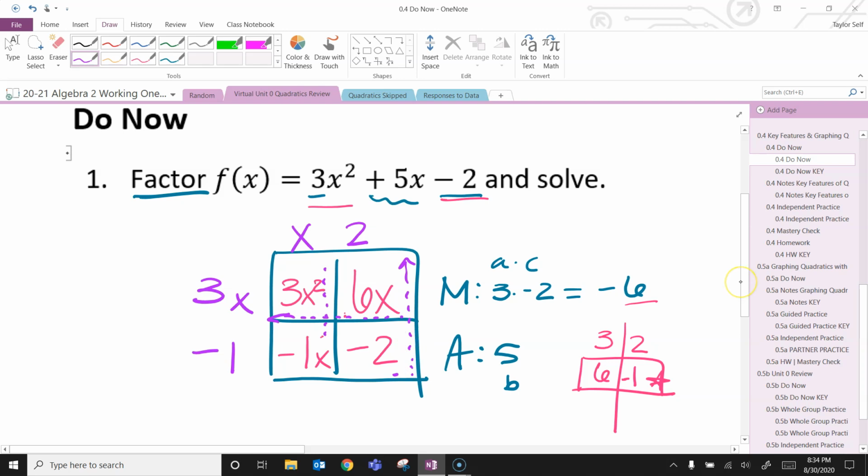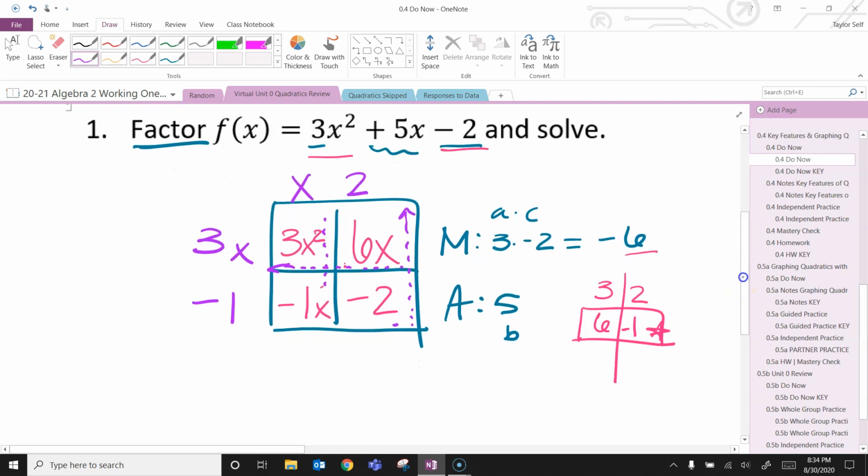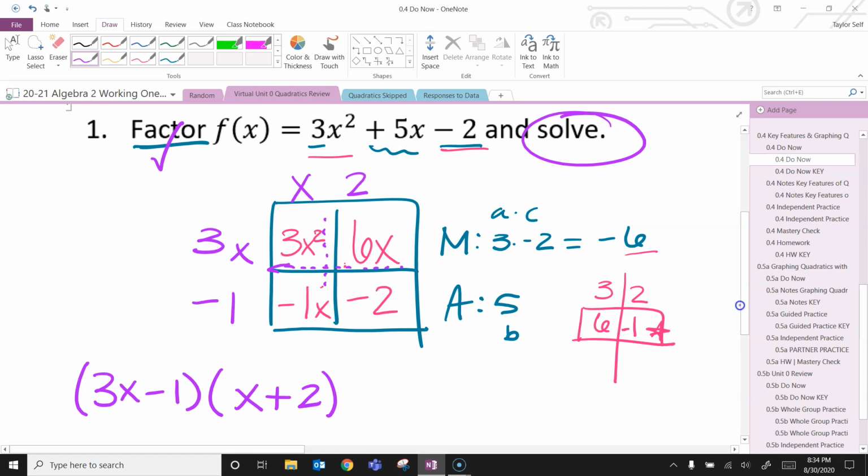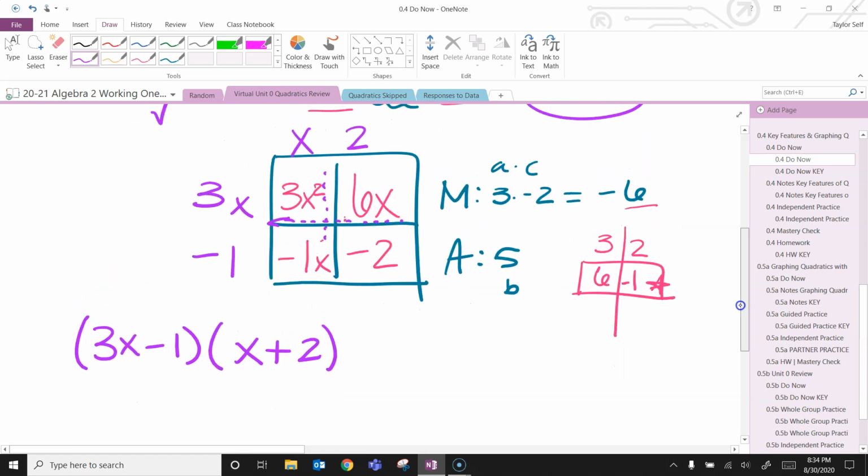So let's go ahead and now make sure you know how to do this. You're going to write your factors, 3x minus 1, off of the box, x plus 2. Okay, cool. So now that we've written those factors, we have done this. Check, we have factored. Now we need to solve. Solve means find the zeros. That means find what x equals.